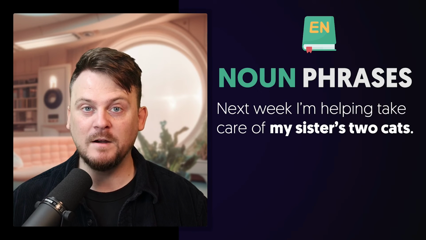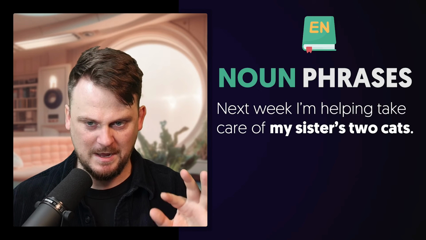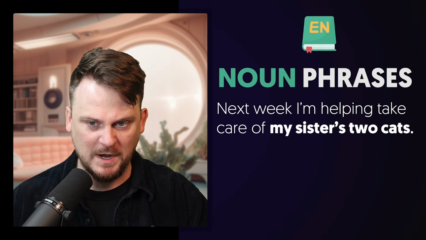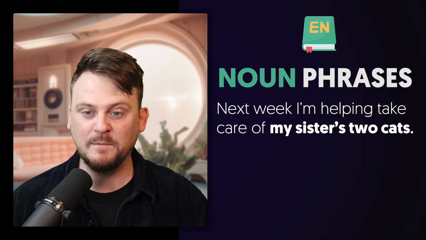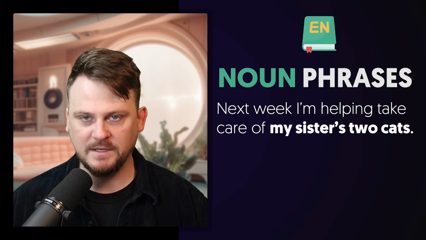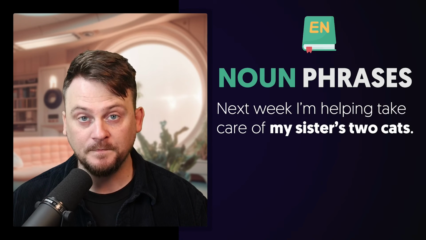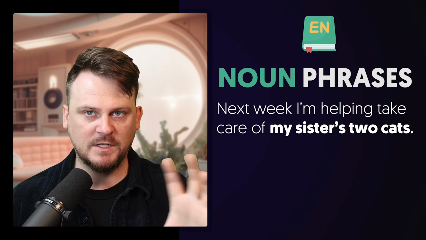So it's a modifier as a possessive noun phrase. So it's kind of a noun phrase by itself, right? It's telling me something more. Possessive because it's sister's, not sister. And then 2 is used as an adjective in front of cats here. So my sister's 2 cats as a whole thing.